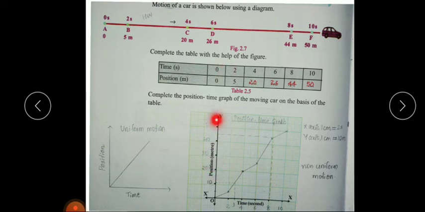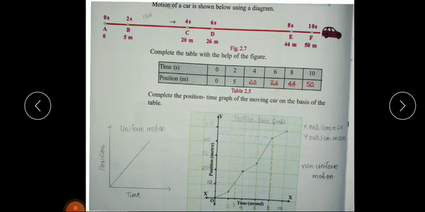See here, position is taken along the y-axis, and time is taken along the x-axis. So the name of this graph is position time graph. And here time is given as 2, 4, 6, 8, 10. So we can use the scale: 1 centimeter is equal to 2 seconds. So here write 2, 4, 6, 8, 10, and on the y-axis we have to take the position, and here position is given as 5, 20, 26, 44, and 50.